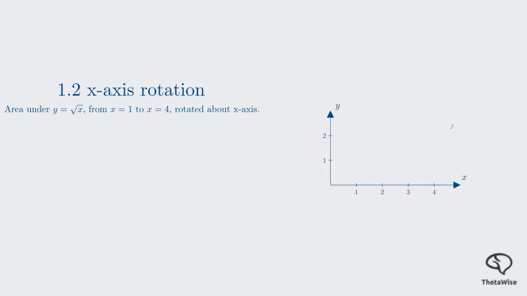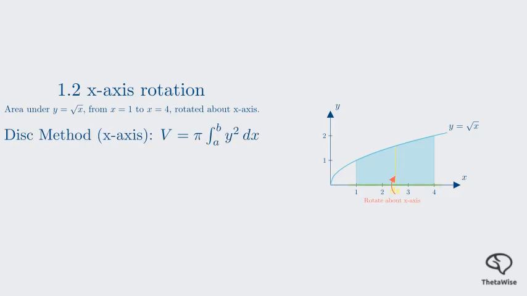Since the area is being rotated about the x-axis, and it touches the x-axis across the entire interval, we can use the disk method. The strip we'll use is perpendicular to the x-axis. The formula for the disk method rotated about the x-axis is V equals pi times the integral from a to b of y squared dx.